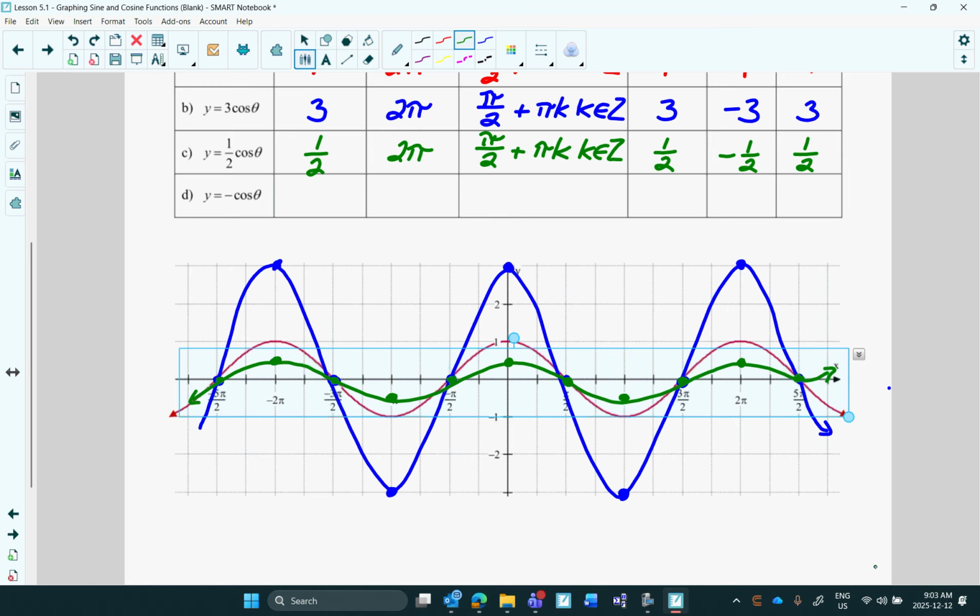Finally, what happens if there's a negative? Well, look at the red graph. That's our original. They just flip over the midline, or flip over the x-axis. So this point will flip down to here. This point will flip up to here. This point flips down. This point flips up. This point flips down. And the ones that are on the midline, they don't flip anywhere. They stay where they are.